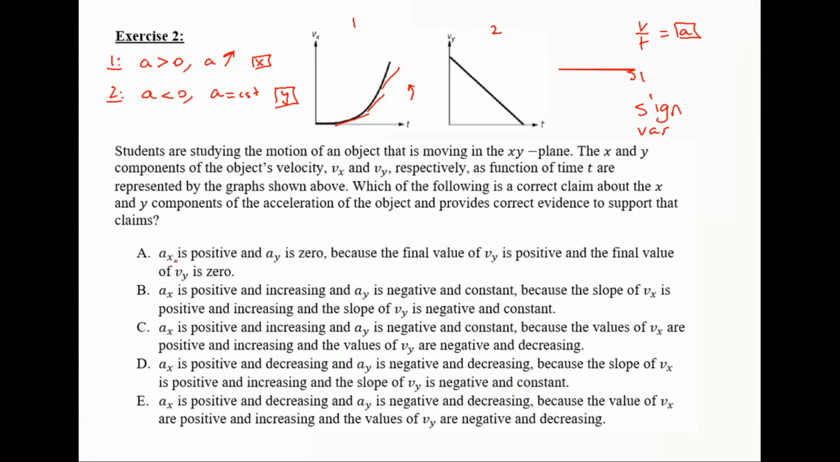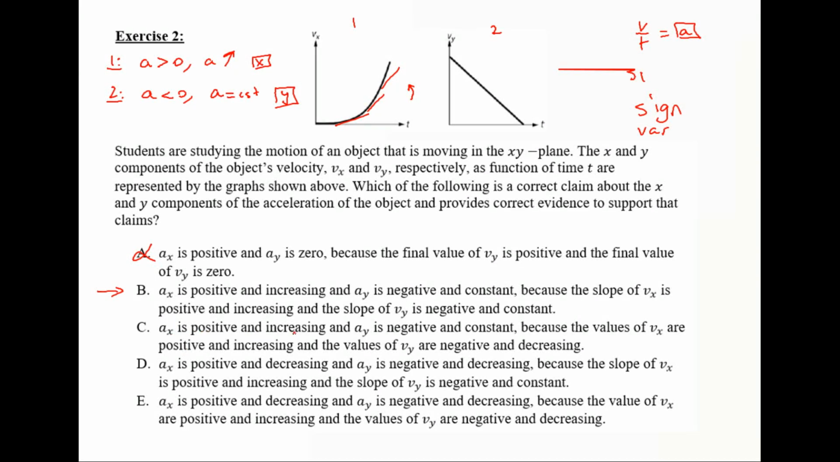Now for the first choice, part A, AX is positive and AY is 0. This is wrong because if the slope is 0, that would be a horizontal line, but this is not a horizontal line, this is a line going downwards, so choice A can be directly eliminated. B, AX is positive and increasing, this is true. And AY is negative and constant, so we're gonna look at B.